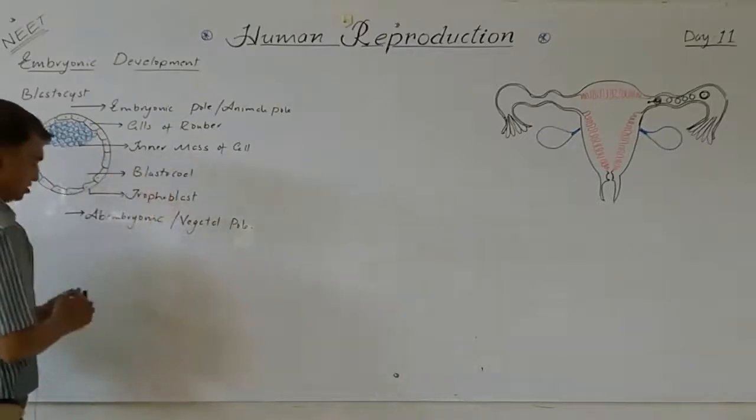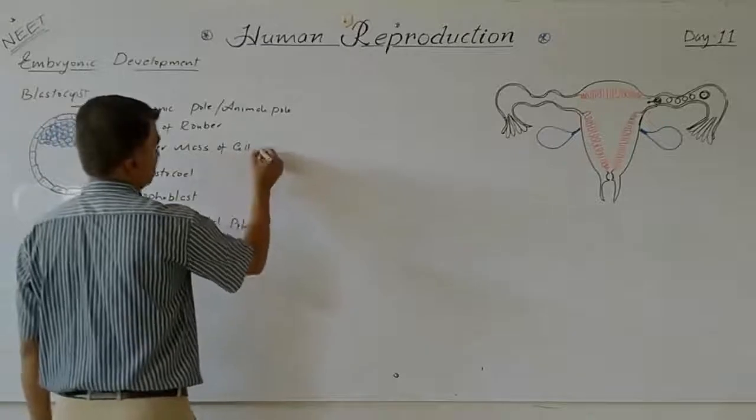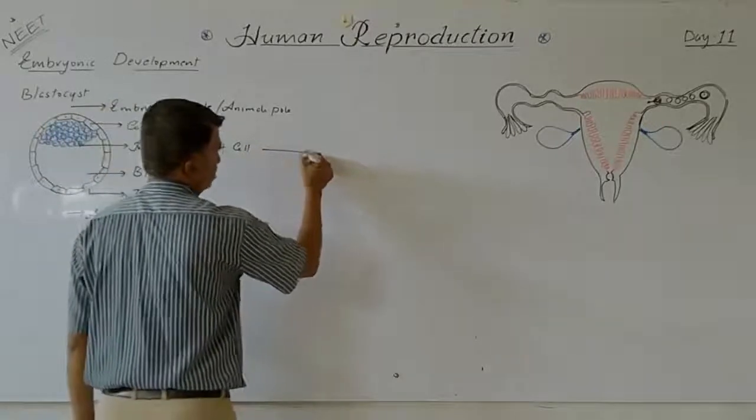Now, what is the fate? First, the trophoblast. The inner mass of cells will develop into the embryo.